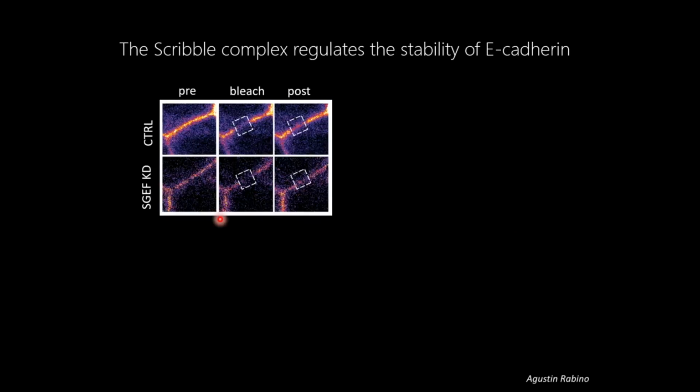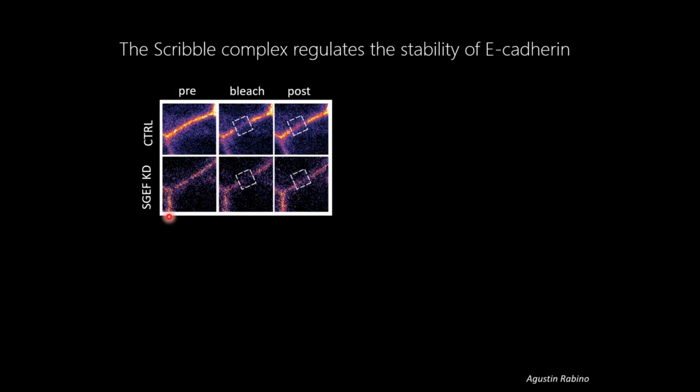This is an example of one of the bleach areas in control and knockdown cells. You can see a junction. You can see the square in which we bleach the fluorescence. And then you can see after bleaching the area how the fluorescence is recovering over time. So this is just one snapshot of each of the different stages.